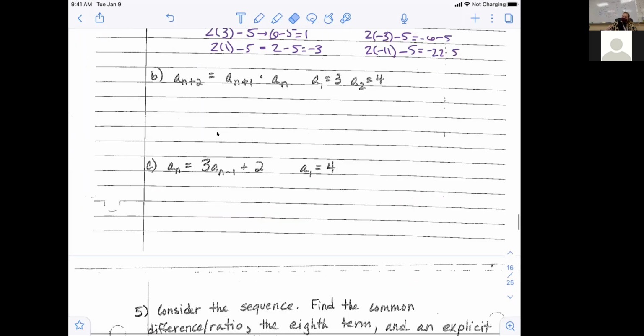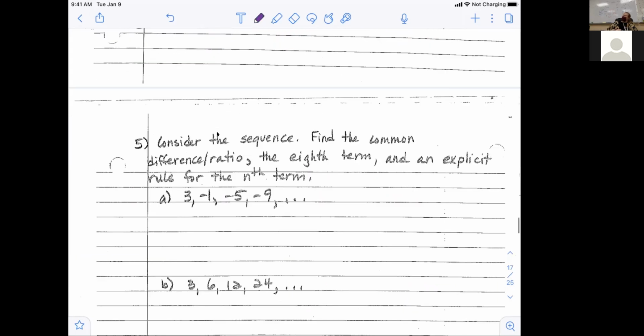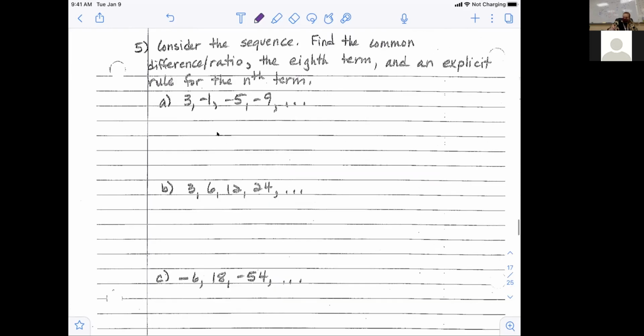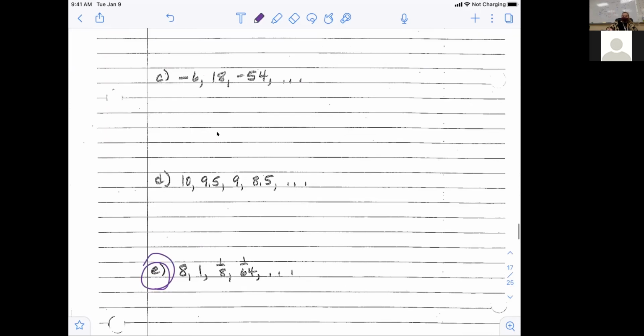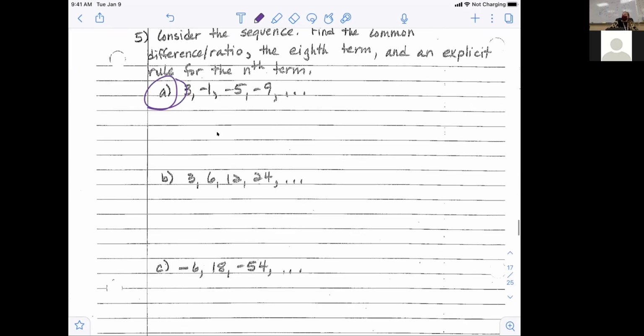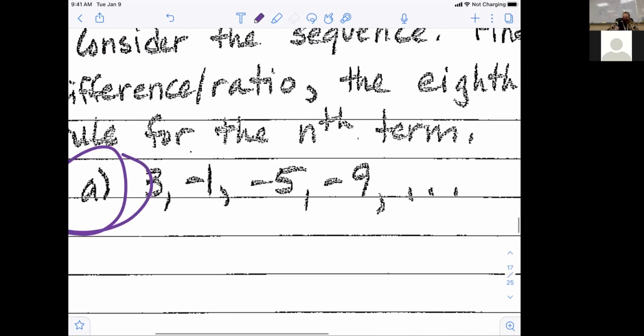All right, we're going to skip these. If you want me to do those on a video later, I will. Or if you want to do those during office hours, I will. But we're going to skip those for now. We're going to jump to number 5, and it says consider the sequence. Find the common ratio or difference, find the 8th term, and find the explicit rule. So we're going to do letter A and letter E. Hint, there's one of each, just because we don't have time to do all of them in person, so we're just going to do one example of each one.